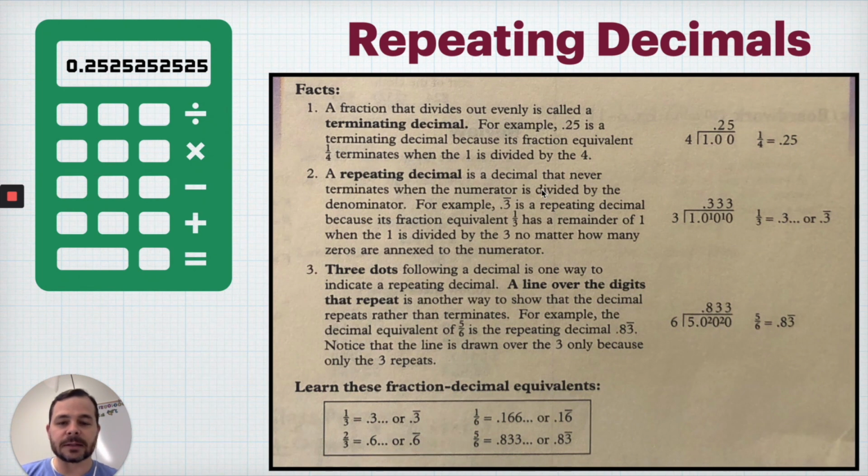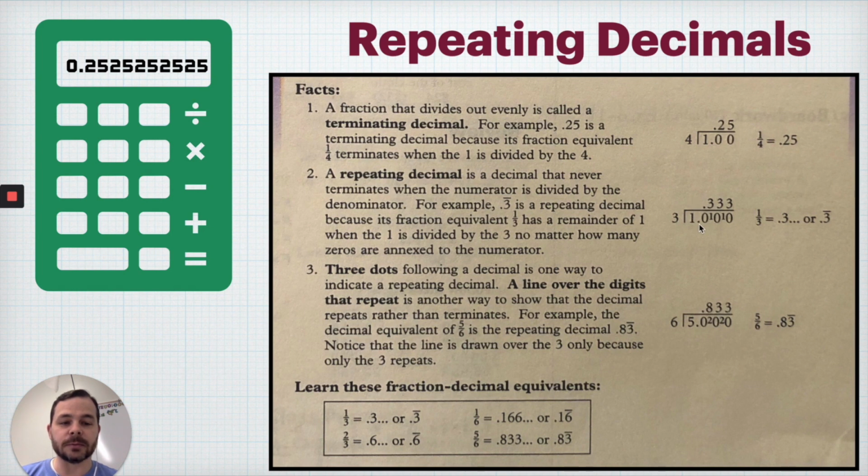A repeating decimal is a decimal that never terminates when the numerator is divided by the denominator. For example, 0.3 repeating is a repeating decimal because its fraction equivalent, 1/3, has a remainder of 1 when the 1 is divided by the 3, no matter how many zeros are annexed to the numerator. So here's the example here. So we have 1 divided by 3.